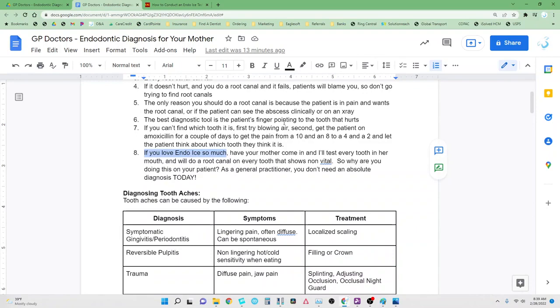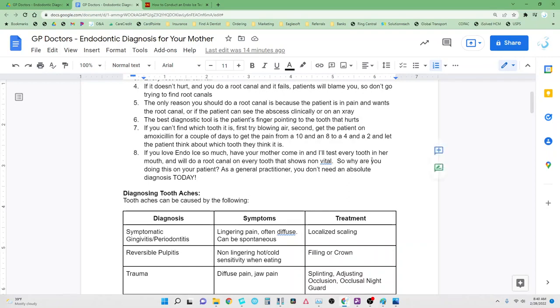If you really love endo ice so much, then I would dare you to bring your own mother in, okay? And I get to endo test every single one of her teeth. And if there is a tooth that gives no response, I get to do a root canal on that tooth. Would you allow that to happen with your own mother? No, you wouldn't. So why are you doing that on your patients?